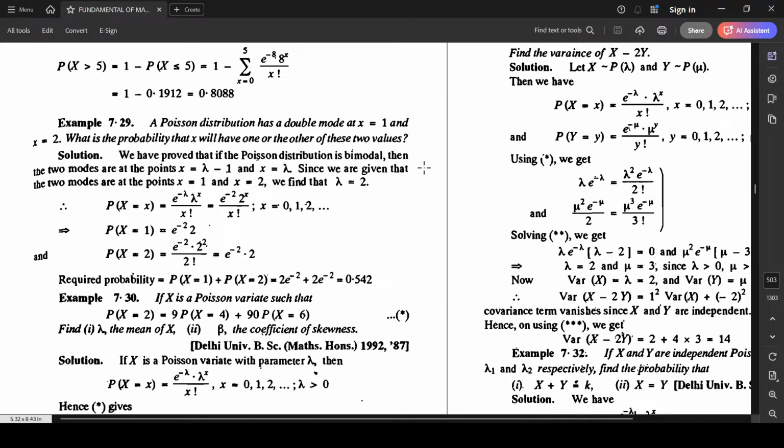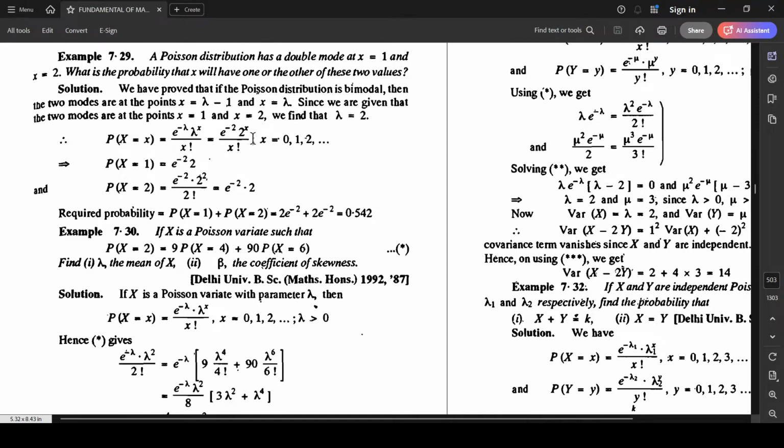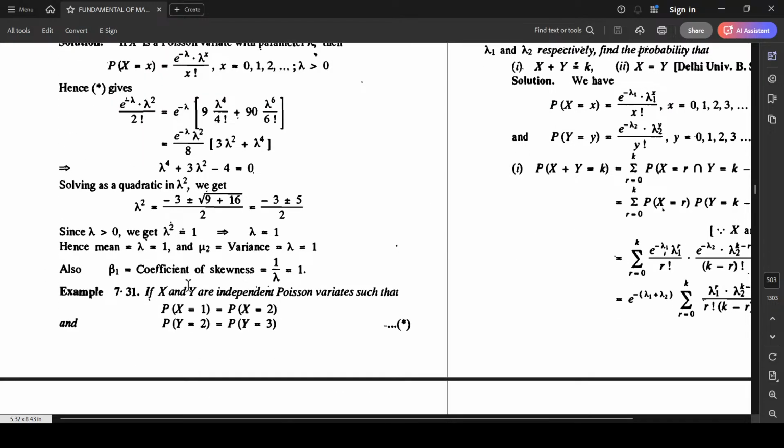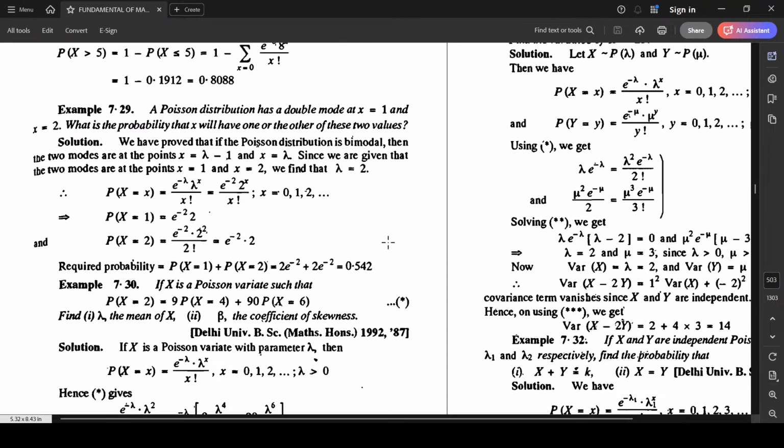This was the last question. The next question is variate and then variates.